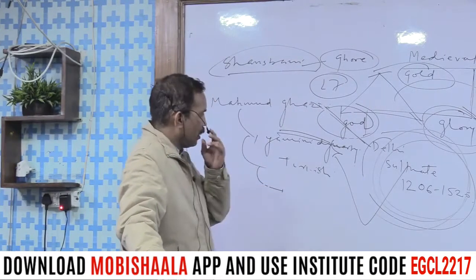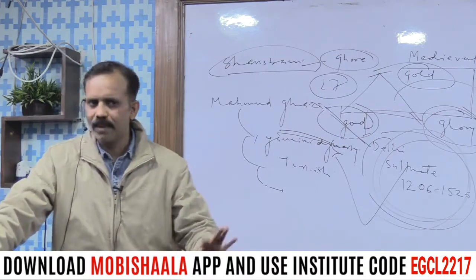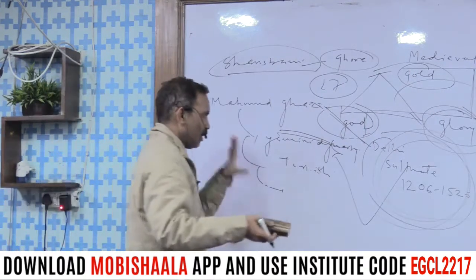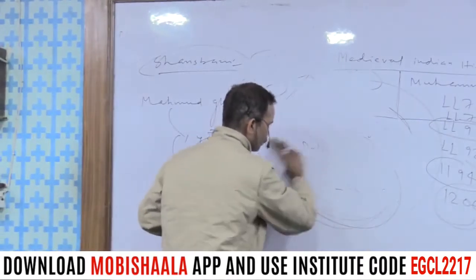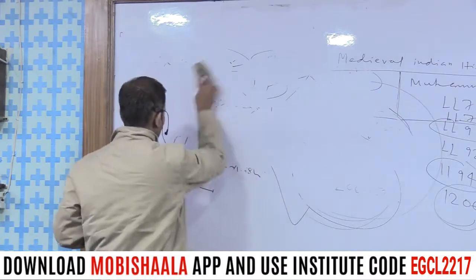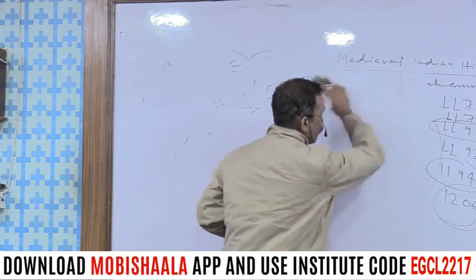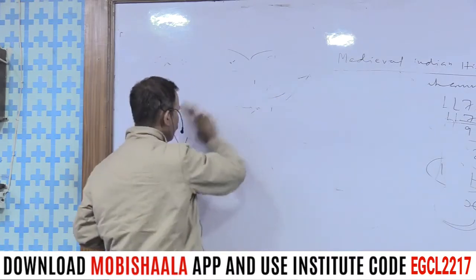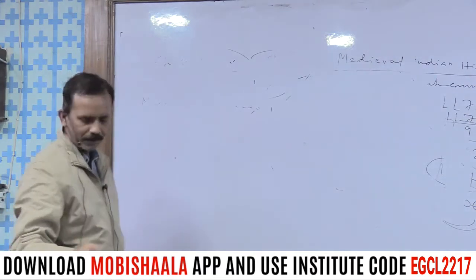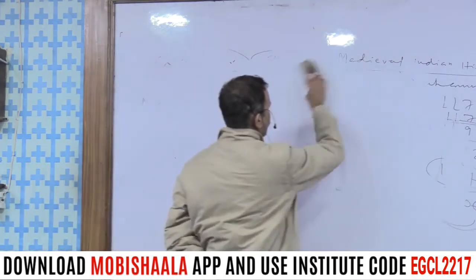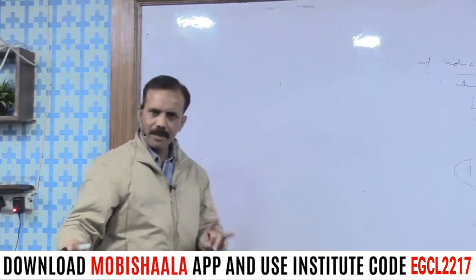Write the heading: The foundation of Delhi Sultanate. Then write the background. Then write the background of Delhi Sultanate.